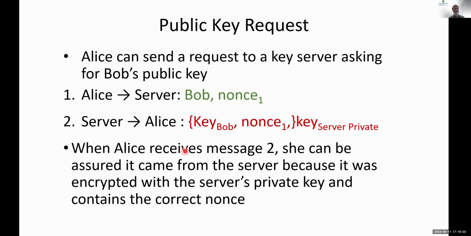So when Alice gets this message, she can decrypt it with the public key of the server and then look and say, oh, there's Bob's key, and check the nonce. Is this the same nonce that I received? Now, it's the decrypted version of the nonce. So if she gets it, she knows it's the reply to the message she just sent. It can't be an old reply or a fake reply, because only the server can encrypt this in such a way that when Alice decrypts it with the public key, she'll be able to look at it and get to it. Okay.